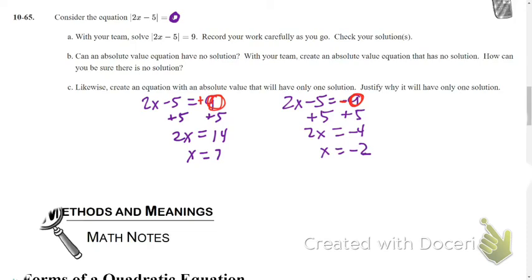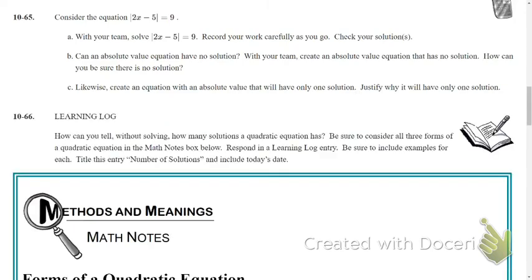All right, so that is it for today. I do want you guys to, if you have time, look at the learning log question and just answer that first question, okay? How can you tell without solving how many solutions a quadratic equation has?